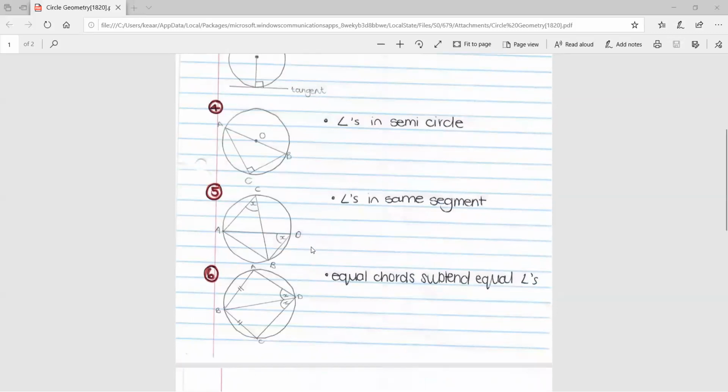The next theorem, Theorem 5, has got to do with angles in the same segment. If we look at AB, AB is our common chord. AB forms this angle ACB as well as angle ADB. So if you look at these two angles that it forms, they are the same size, because they have the same chord and are both touching the circumference. It's very important that they both touch the circumference. The reason you would give for this is angles in the same segment, and you can use this to prove that angles are equal.